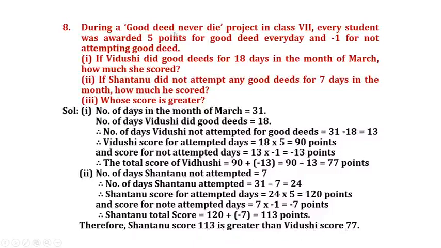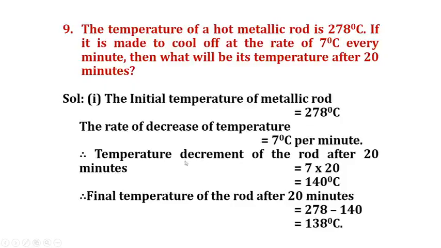It's very easy, even though it is a very big problem. It looks like a big problem, but it's very easy. So next, going to the 9th problem. The temperature of a hot metallic rod is 278 degrees centigrade.